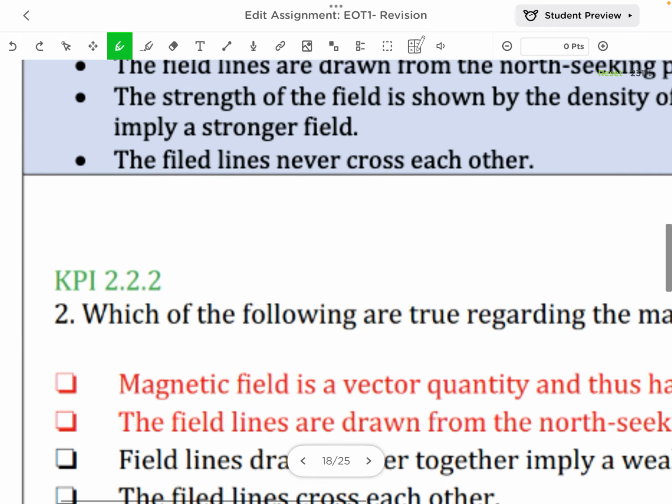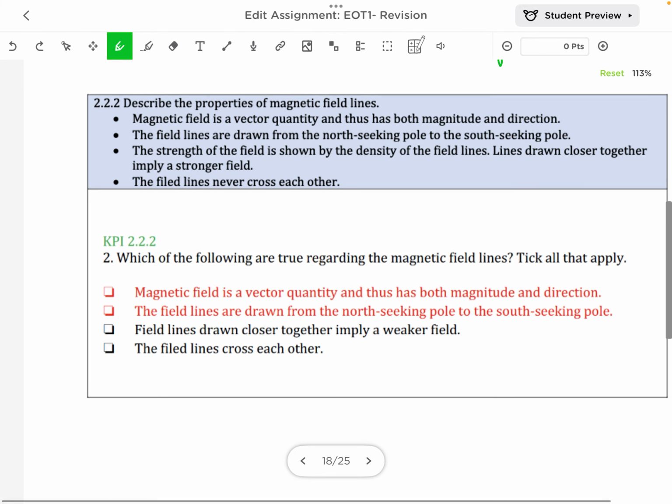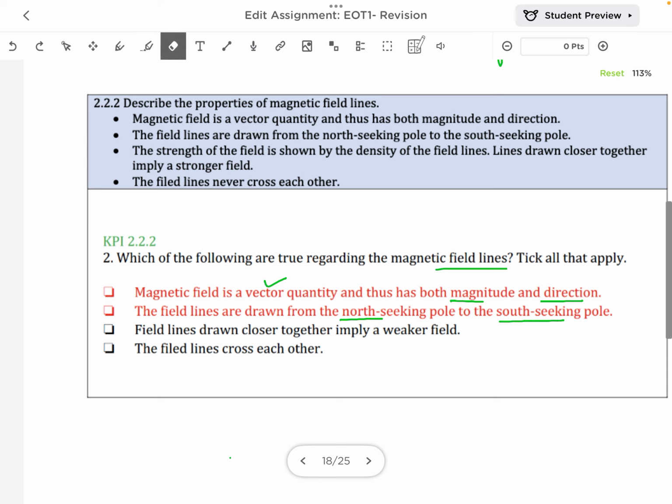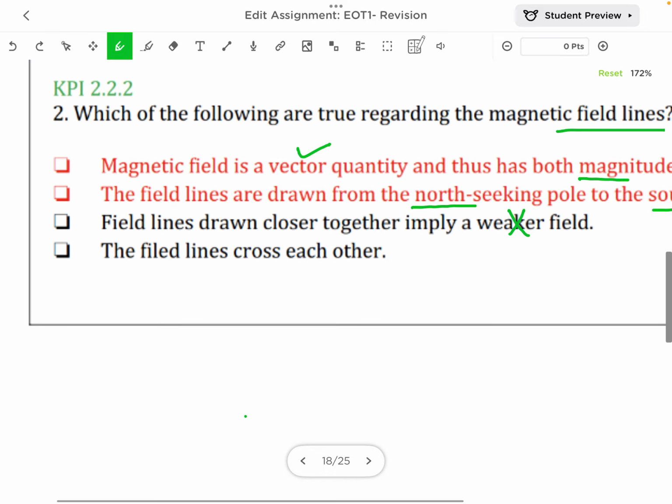So 2.2.2, describing the field lines. Which of the following are true regarding the magnetic field lines? The magnetic field is a vector quantity. It has magnitude and direction. And field lines are drawn from the north seeking pole to the south seeking pole. That's all correct. The field lines drawn closer together imply not a weaker field, but a stronger field. And the field lines never cross each other.